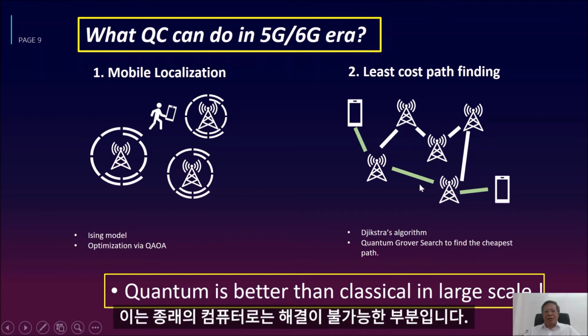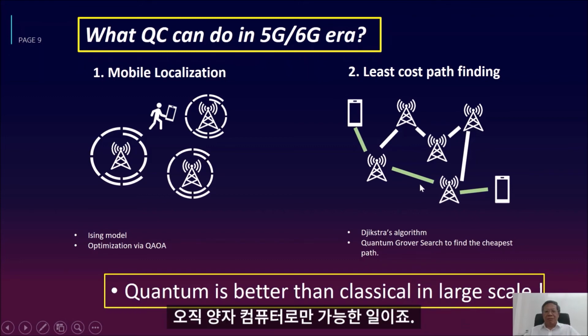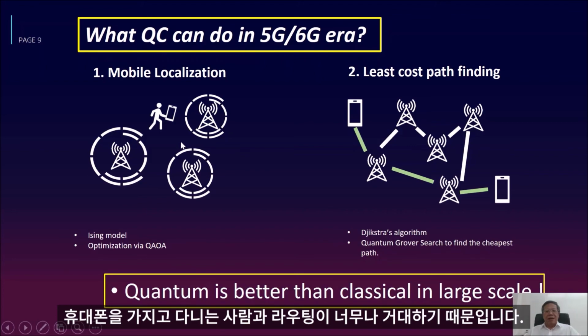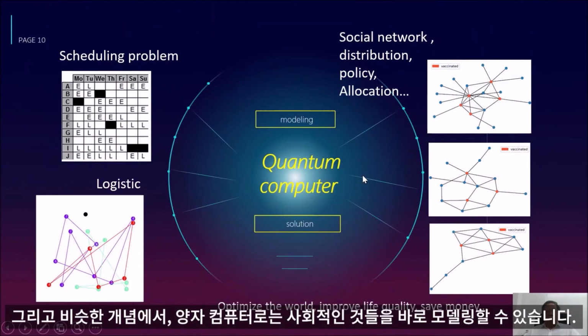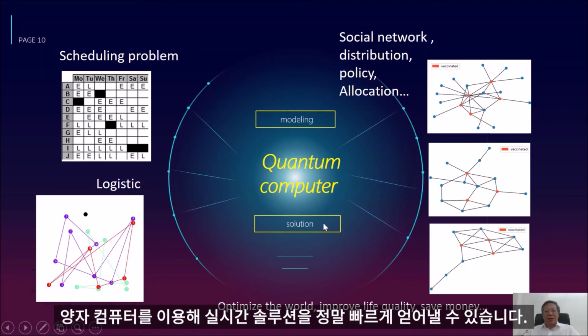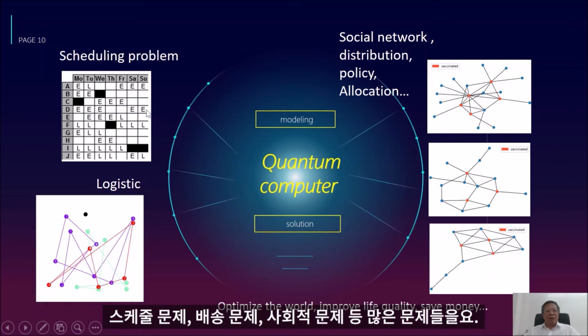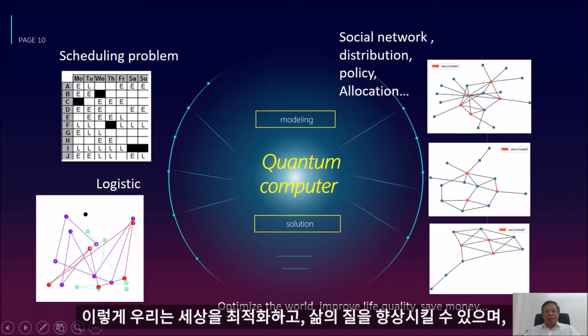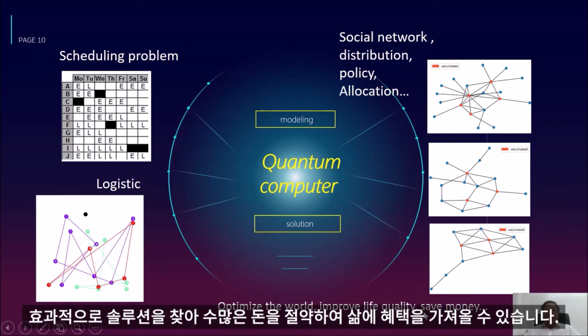And this cannot be solved by a classical computer, it can only be solved by a quantum computer, because the number of mobile phone carriers and routes is too huge. With a similar idea, if you model social problems in the right way, you can use a quantum computer to get a real-time solution very fast. A lot of problems such as scheduling problems, logistics problems, and many social problems. So we can optimize the world and improve your quality of life. Most important of all, you can find a solution effectively and save a lot of money to benefit your life.